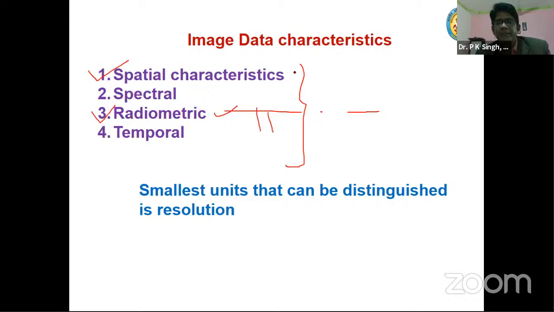Panchromatic bands may have comparatively high spatial resolution. I will explain why. So this is the spatial resolution characteristic.